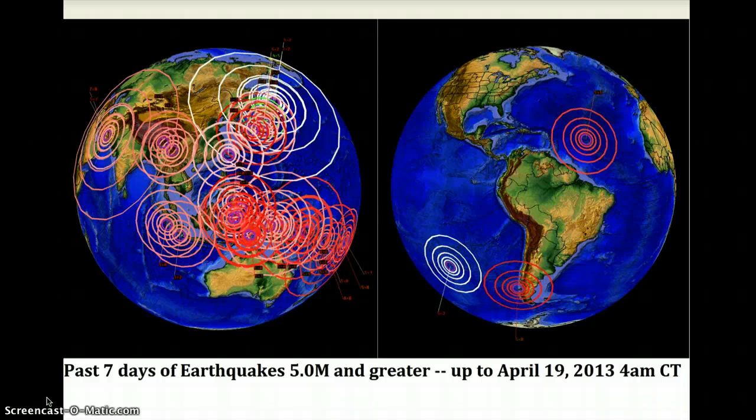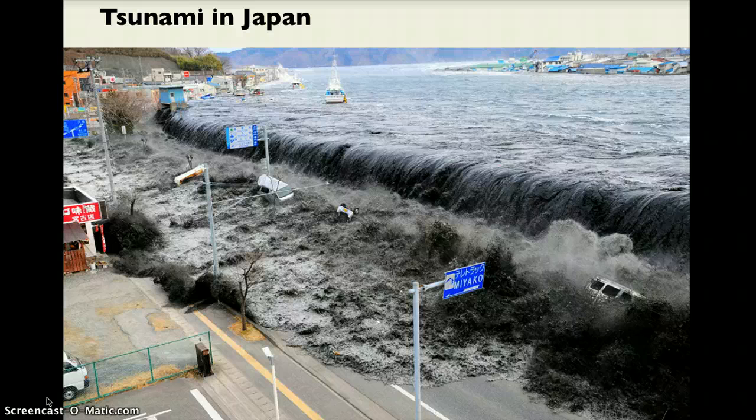This is a 7-day period of earthquakes of 5.0 or greater in magnitude from April 12th to April 19th of 2013. While we cannot actually predict when an earthquake is going to occur, we can predict if a tsunami is going to happen as a part of that earthquake. This is a picture of the tsunami that hit Japan after the Japanese earthquake several years ago.